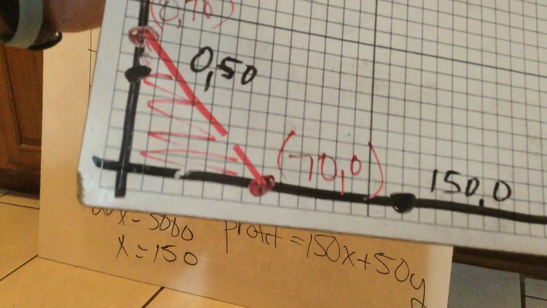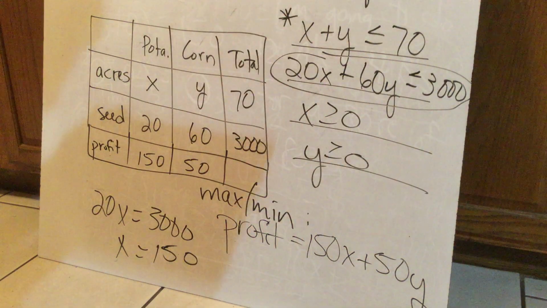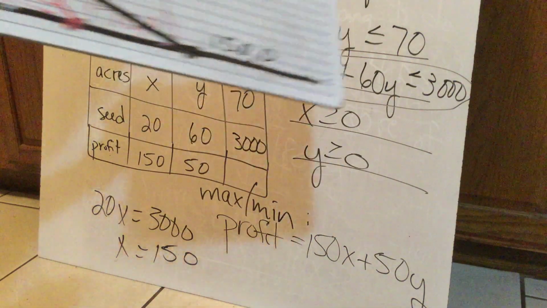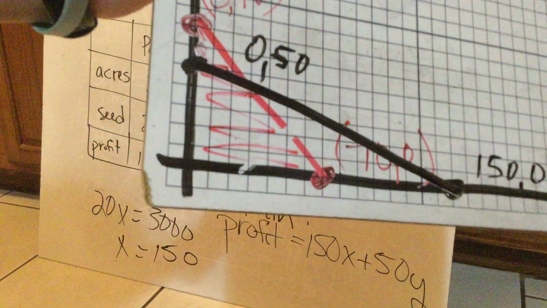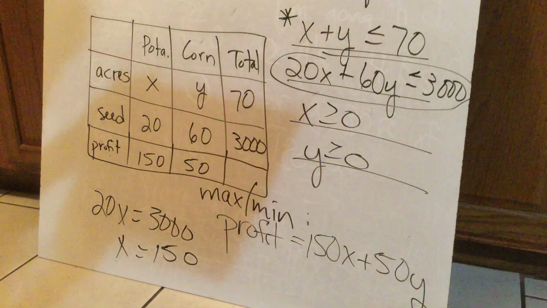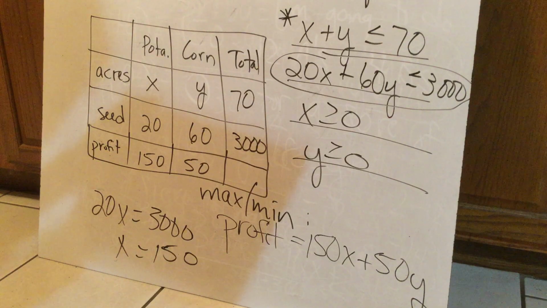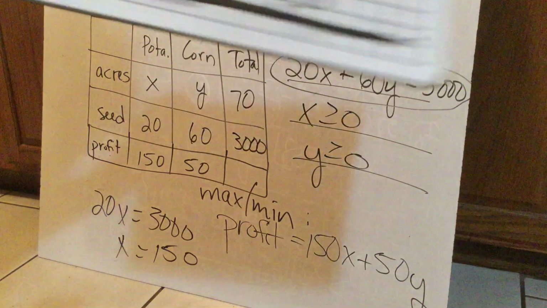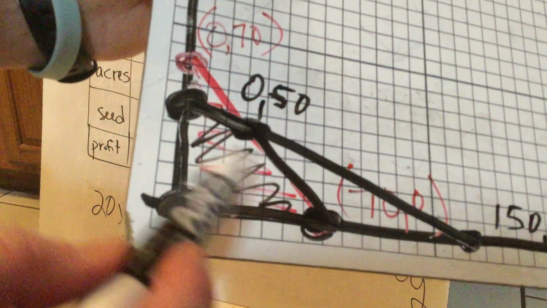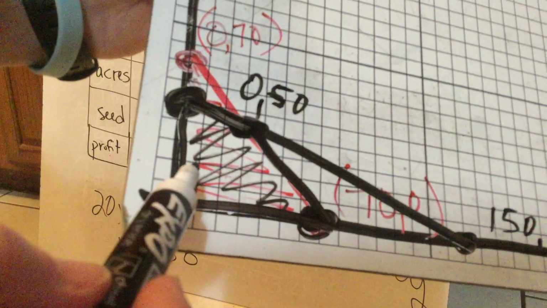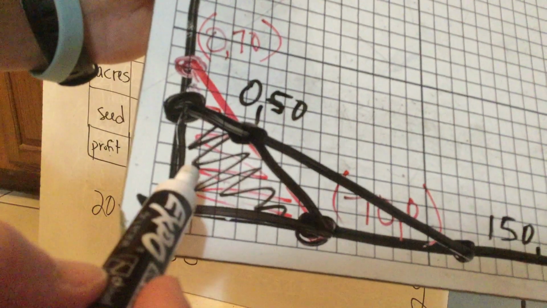Okay? So now I'm going to connect my two black dots and shade less than, so below that. And I'm going to end up with this area right here being shaded. This guy right here. Because he's under the red line and under the black line.